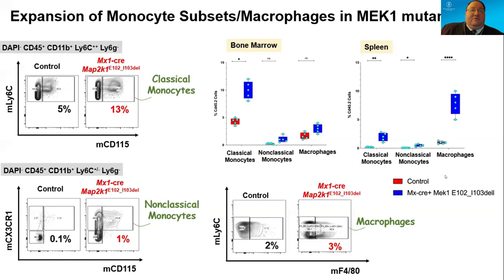We further looked at monocyte and dendritic cell subsets. We looked at the classical monocytes, which in mice are Ly6C positive and CD115 positive, and these were expanded compared to control mice. We also looked at the non-classical monocytes, which are CX3CR1 positive and CD115 positive, and we also looked at the macrophages. Again, this is bone marrow and spleen. We also looked at liver, but I'm just showing examples here where we had expansion of the monocytes and macrophages. The macrophages showed more expansion, of course, in spleen and liver compared to littermate controls.